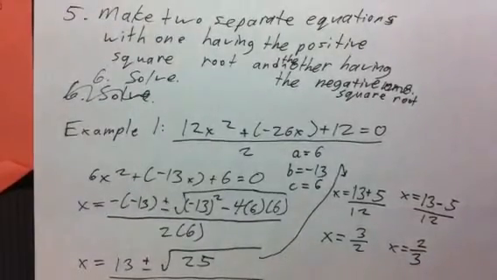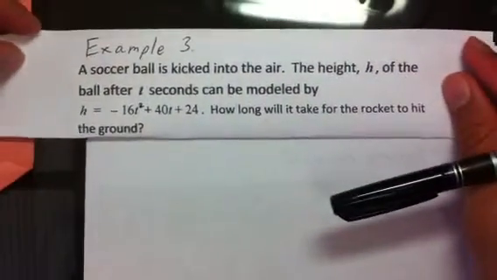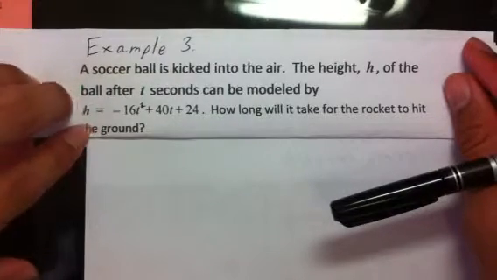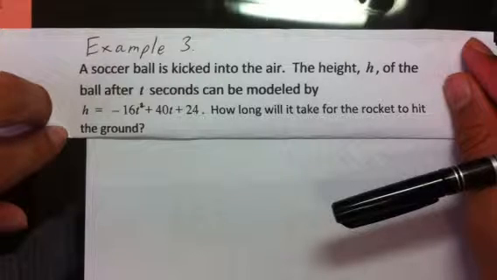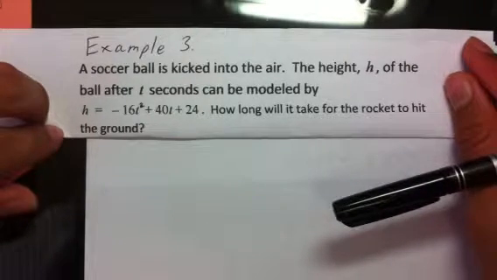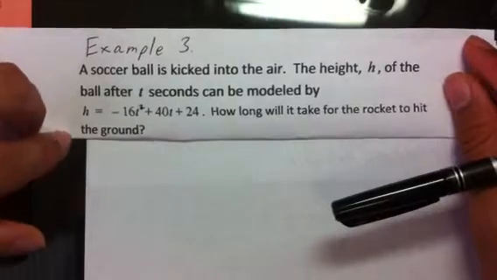Okay, well now let's do another example. We'll do a word problem. A soccer ball is kicked into the air. The height h of the ball after t seconds can be modeled by h equals negative 16t squared plus 40t plus 24. How long will it take for a rocket to hit the ground?